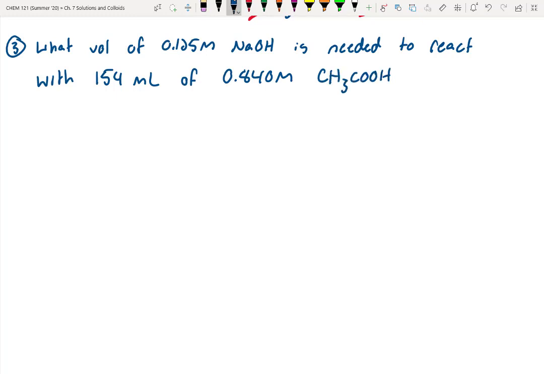I actually looked this up. Acetic acid is just vinegar that you would buy at the store. This is the actual molarity of most vinegar that you would buy at the store. So that's why it's kind of a random number there.